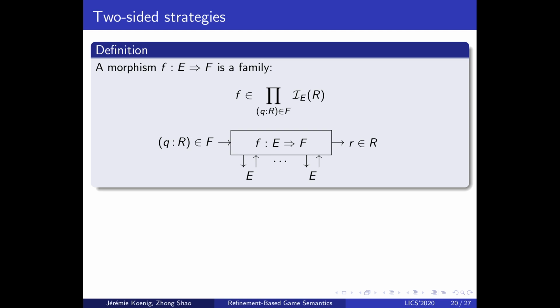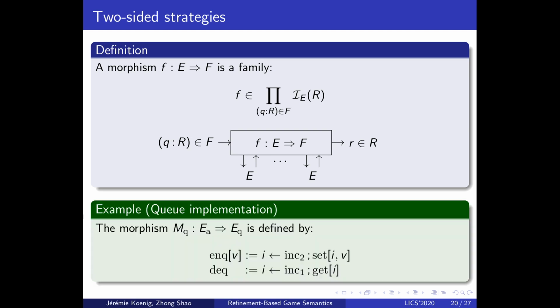So a morphism from E to F will first accept a question Q in the signature F, then ask a series of questions in E, and finally produce an answer for the original question Q. As an example, I've shown a morphism which implements queue operations by performing series of array operations. The dequeue operation is as I've shown before, and the enqueue operation works in a very similar way.